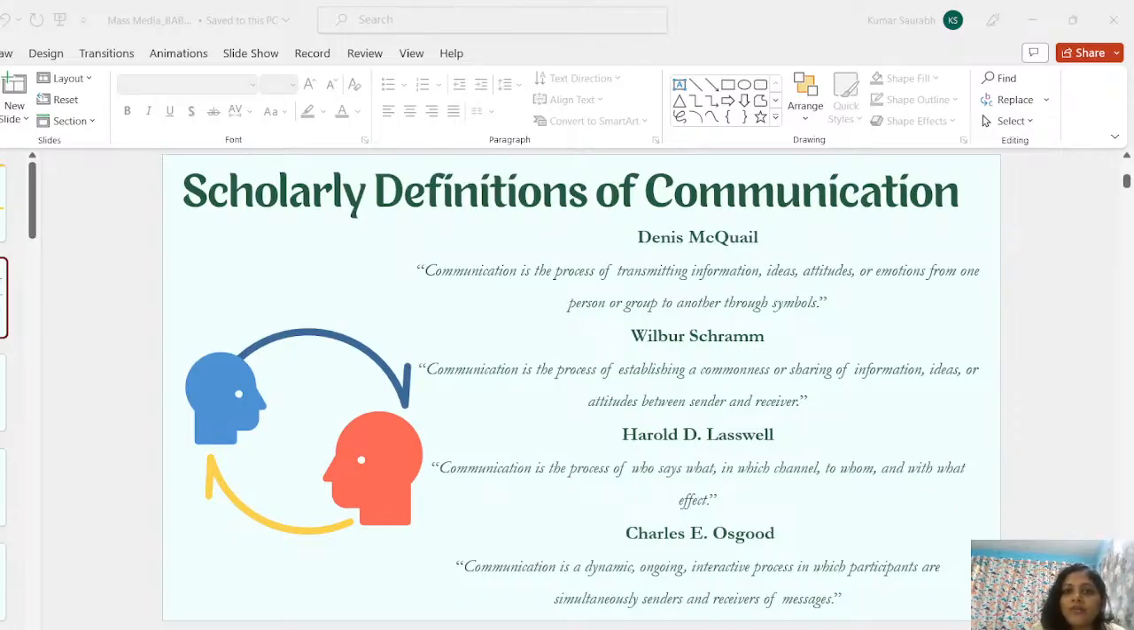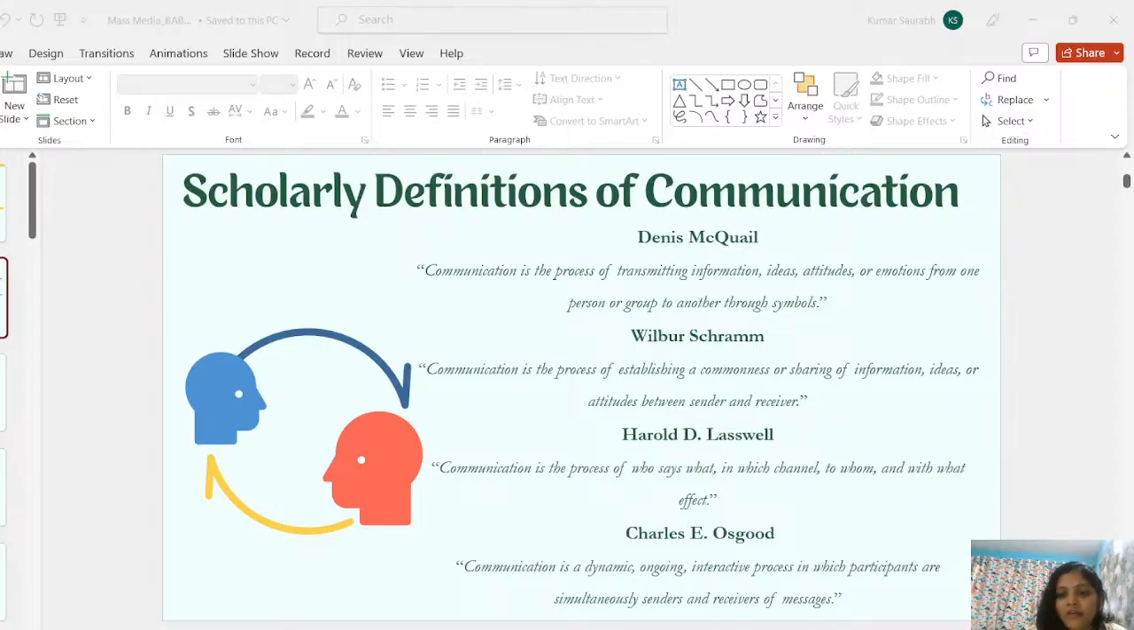So Dennis McQuail is talking about how communication is a process. Of course, why it is said that, I think you can observe that not just Dennis McQuail, but Wilbur Schramm, Harold Lasswell, Charles Osgood, everybody has said that communication is a process. Now, this is really important to know why communication is said as a process. Communication is said as a process because communication is an ongoing thing. It is an ongoing process.